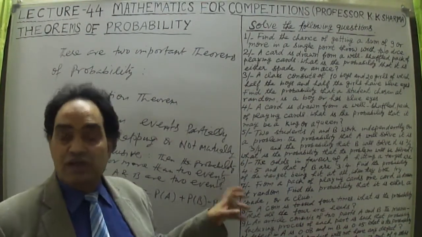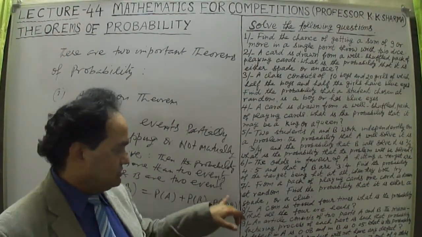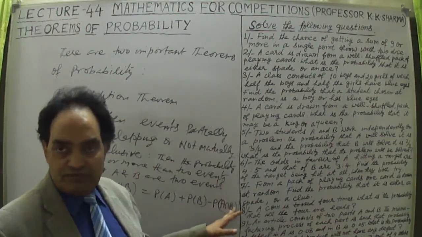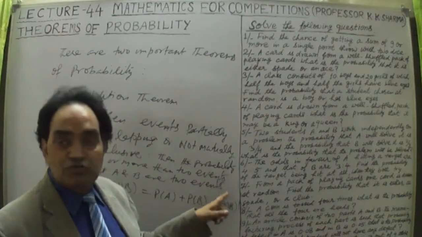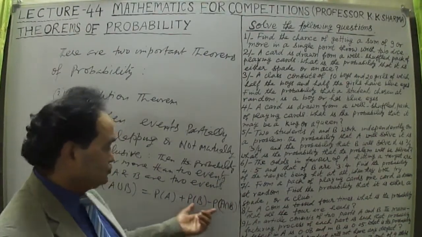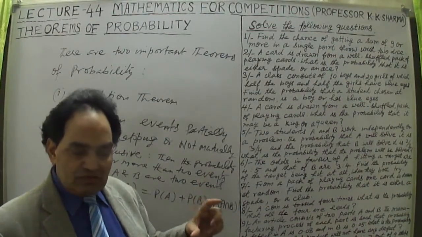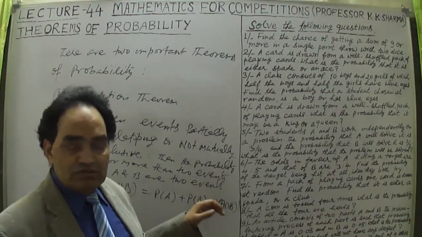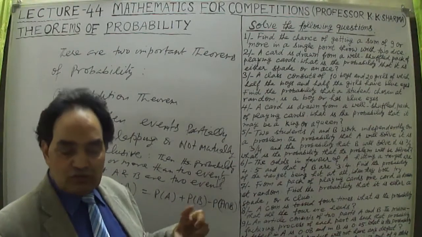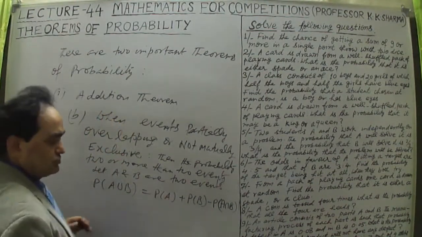Intersection is for the word AND, and union is for OR. This intersection is for AND: A and B, the simultaneous occurrence of A and B. That is what is common between them. So these two events are not mutually exclusive. They are overlapping and have something in common. This formula is given for two events.